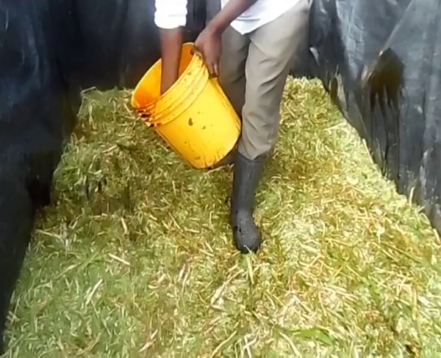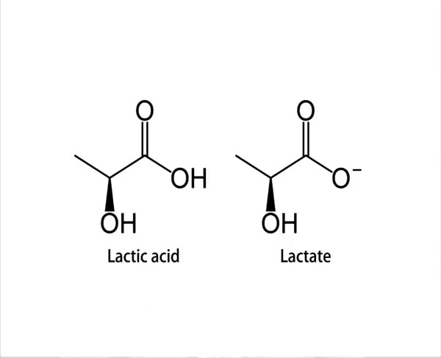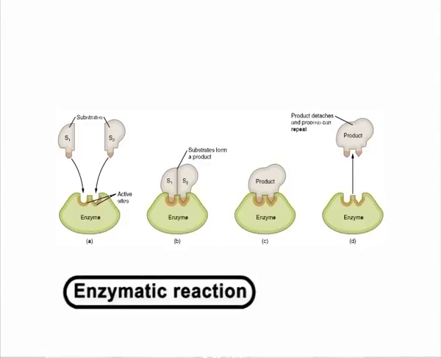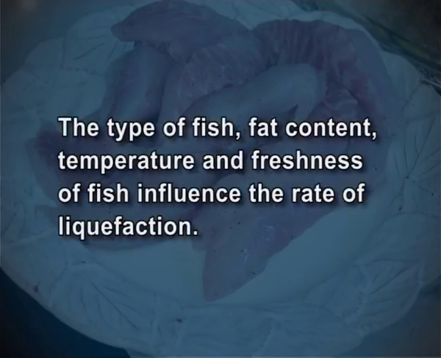Generally, fermented fish silages are produced using a pure culture of lactic acid bacteria, or LAB, and a sugar source such as molasses. Lactic acid produced by LAB lowers the pH and aids the liquefaction process. The acidity of the product inhibits microbial activity and favors enzymatic reaction. Silages are of semi-solid consistency. The type of fish, fat content, temperature, and freshness of fish influence the rate of liquefaction.